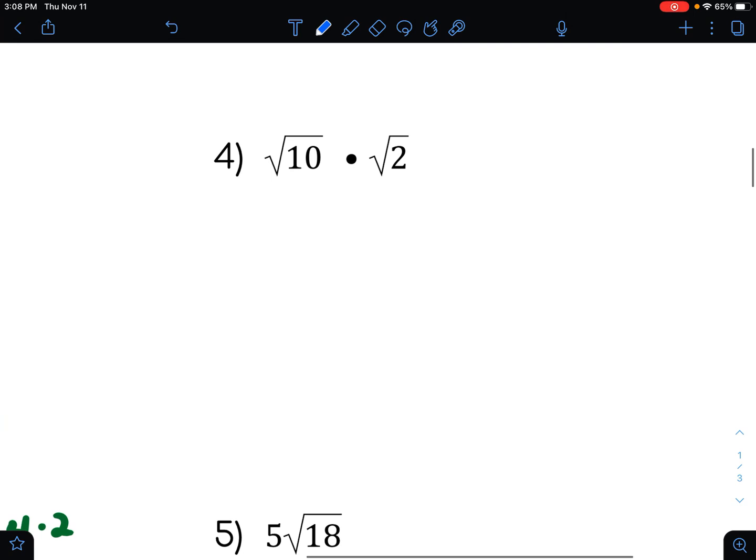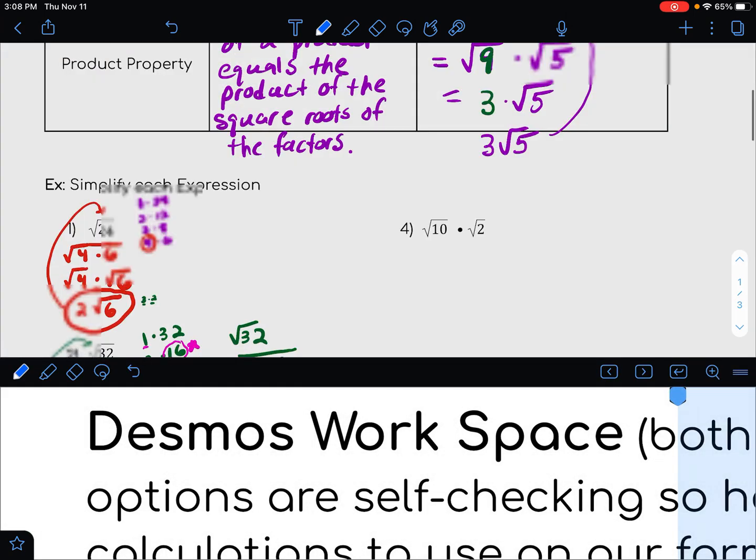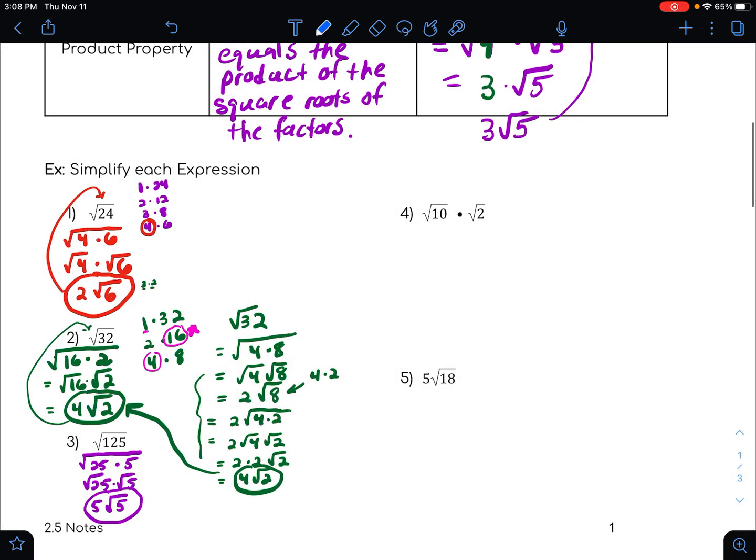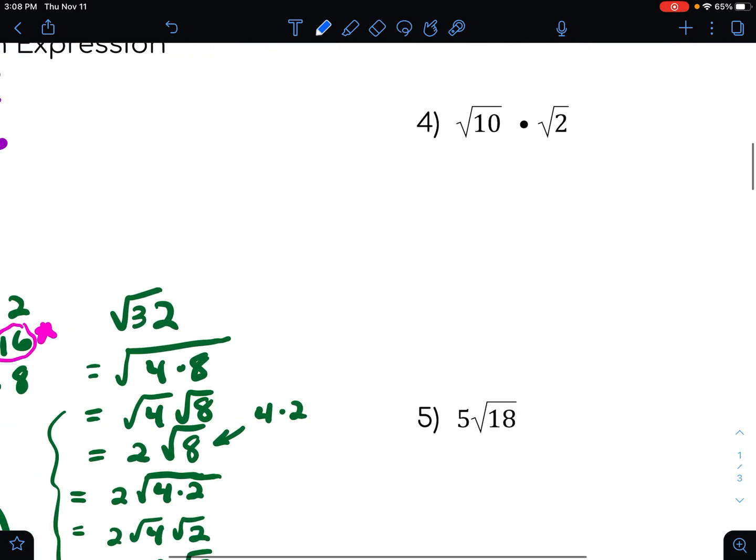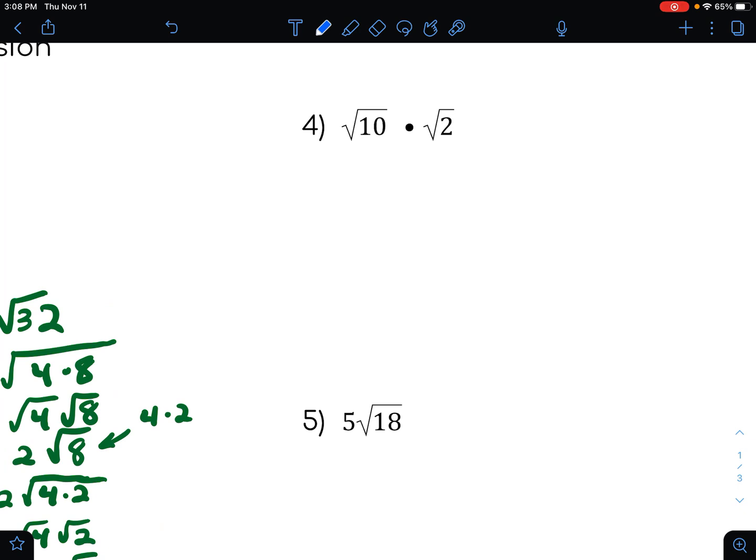Well, in this case, what we have here is kind of a little bit of the reverse of what we had above, right? You have 2 separate square roots. So what we do with that is we multiply them together using kind of the reverse of the product property. So this becomes the square root of 10 times 2, which is the same thing as the square root of 20.